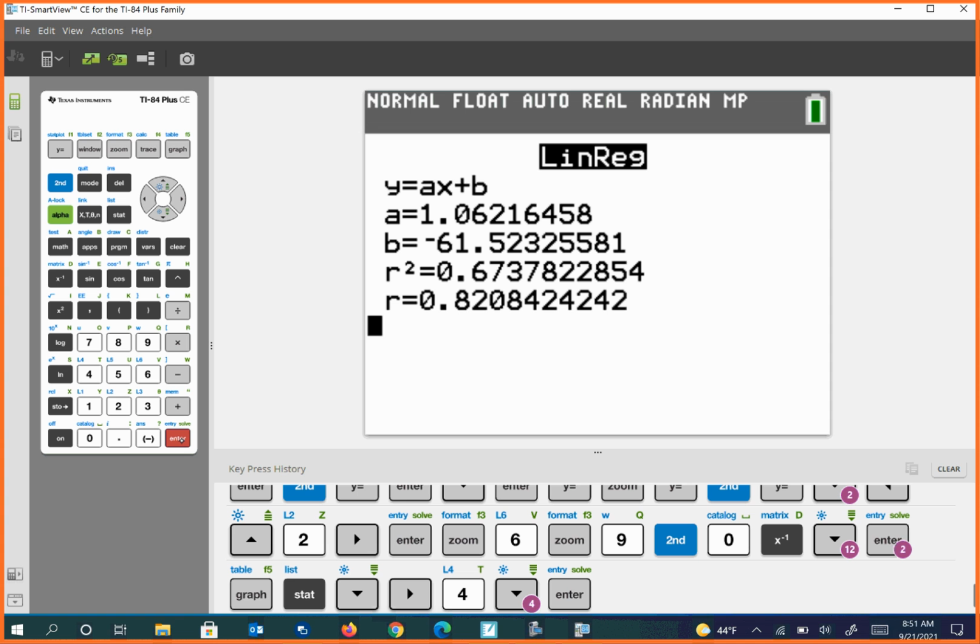I hit calculate. This tells me that we have a slope of 1.06 roughly. We have a y-intercept of negative 61.5, which is kind of ridiculous to think about. We have a height of negative 61. Okay, so there's some data that we don't have to use. But then notice we have an r squared value.